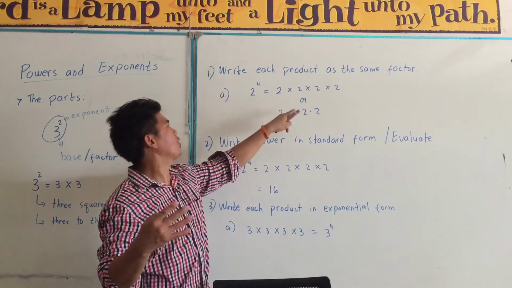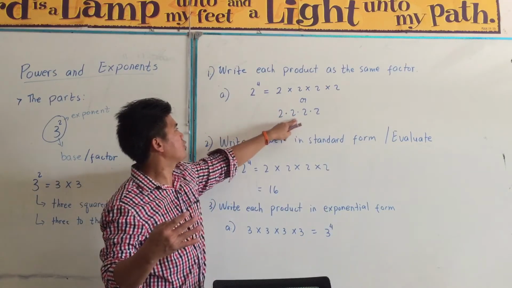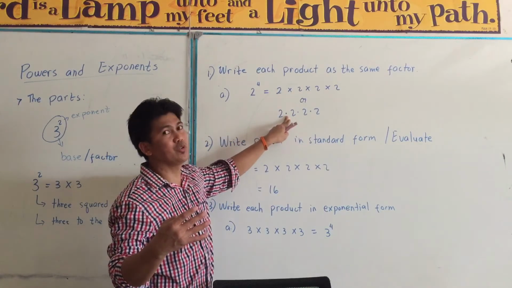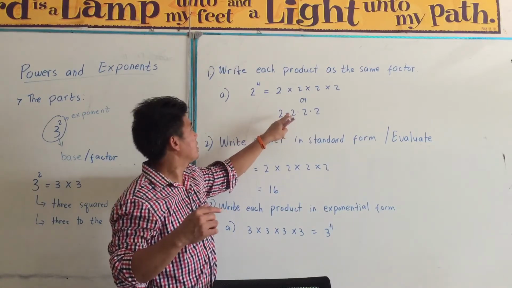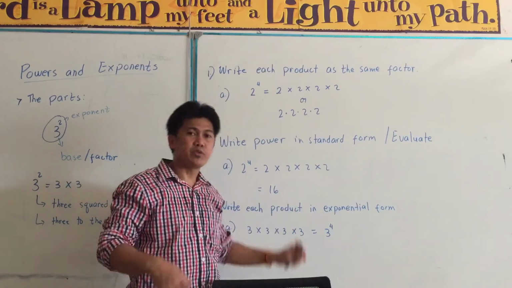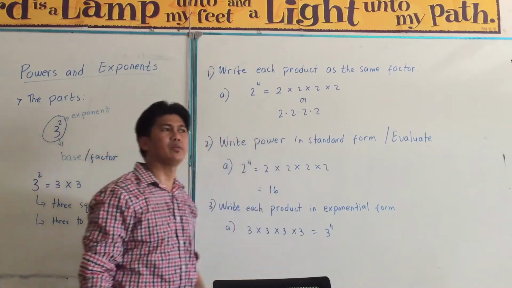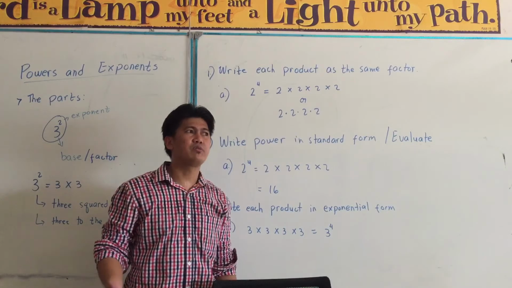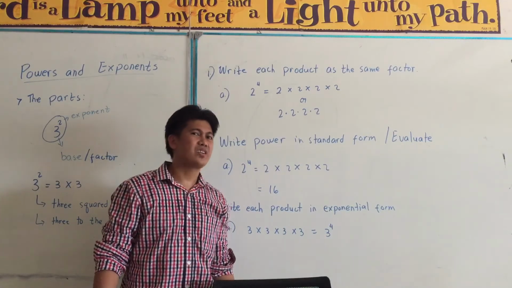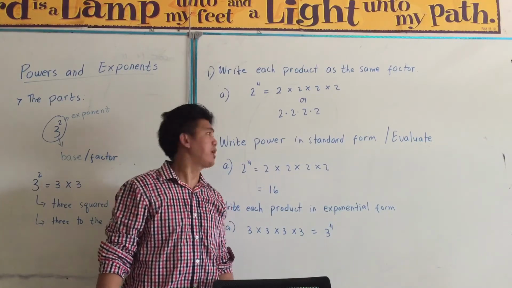Or you can also write this as 2 times 2 times 2 times 2 using a dot. The dot between the 2's also represents the times operation. That is used in algebra, because sometimes x is used as a variable, so we cannot use x to multiply in algebra.